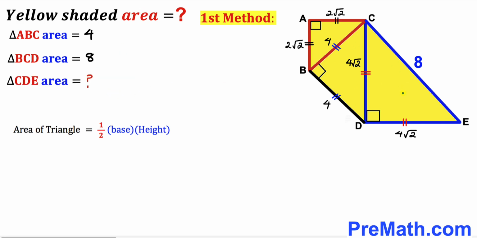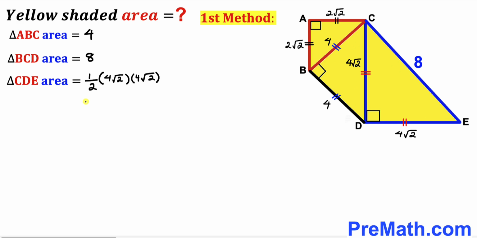And finally we are going to calculate the area of this triangle CDE as well. And here's once again the area of triangle formula. And here our legs are 4 times square root of 2 and likewise 4 times square root of 2. So therefore the area of this triangle CDE is going to be equal to a half times 4 times square root of 2 times 4 times square root of 2 as well. And if we multiply and simplify the right hand side, that is going to give us 16 square units.